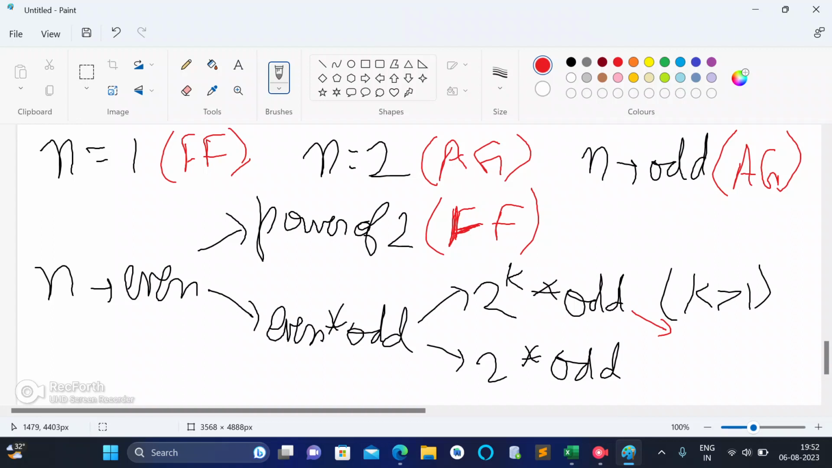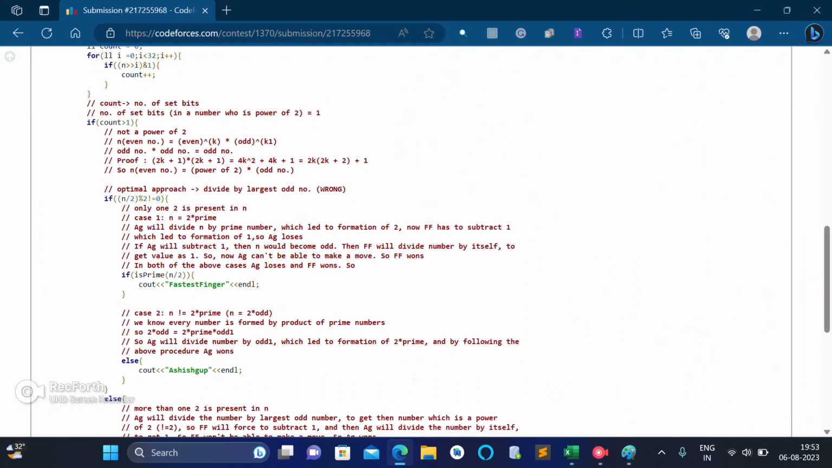As it is of the form 2 raised to power k into odd number, Ashish Gupta will think that okay, I will divide this by the odd number, then 2 raised to power k remains. Then Fastest Finger will subtract 1, and the number becomes 2 raised to power k minus 1. So the number becomes odd. Then Ashish Gupta will take advantage, and divide the number 2 raised to power k minus 1 by 2 raised to power k minus 1 only. So the number becomes 1. Then Fastest Finger won't be able to make any move, so Ashish Gupta will win. So if even into odd is of the form 2 raised to power k into odd, then Ashish Gupta will win.